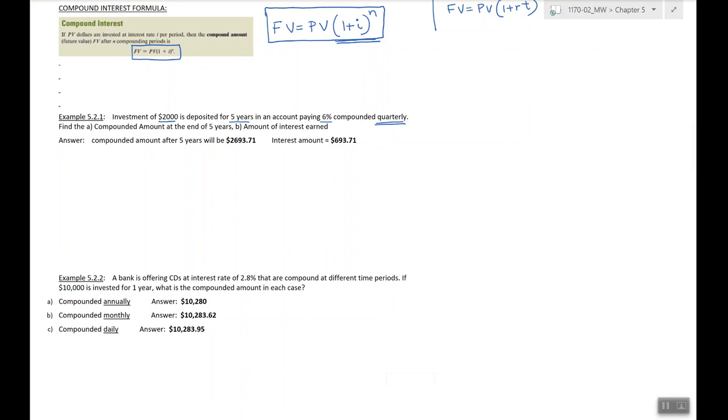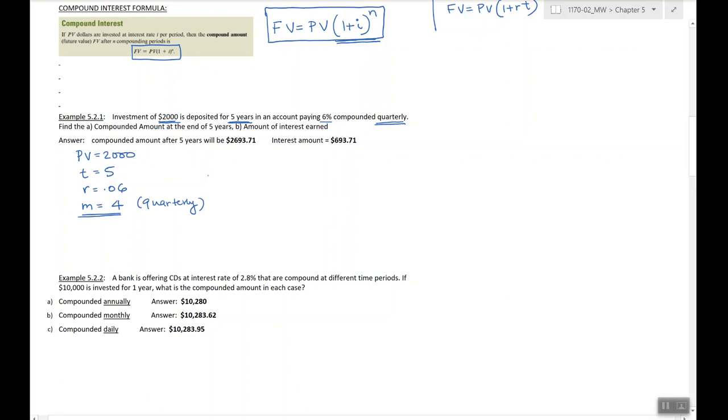So let's write down the information that is given in this question. Present value is $2,000 because that's what is deposited now. Time is 5 years. R is 0.06, and M is 4 for quarterly. This is the new thing that you have to get comfortable with.